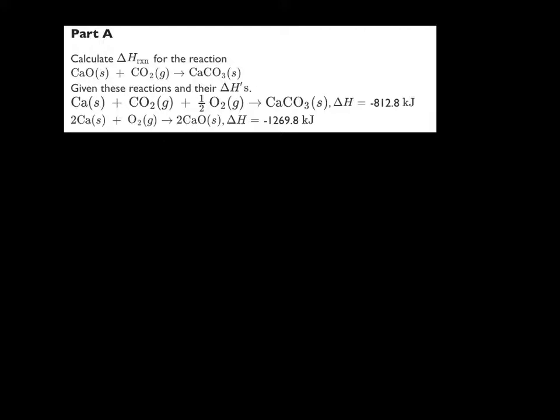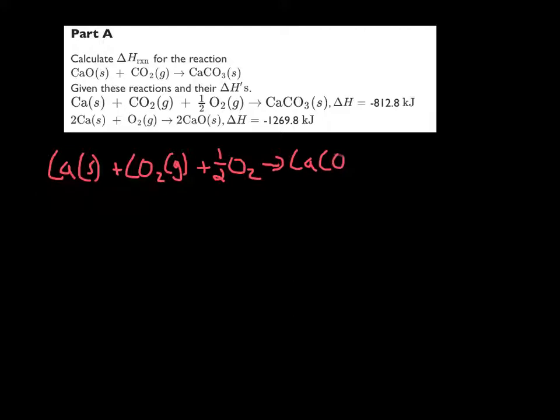So why don't we write this down? We have Ca solid plus CO2 gas plus 1/2 O2 equals CaCO3 solid with a delta H of minus 812.8. That doesn't get changed, correct?